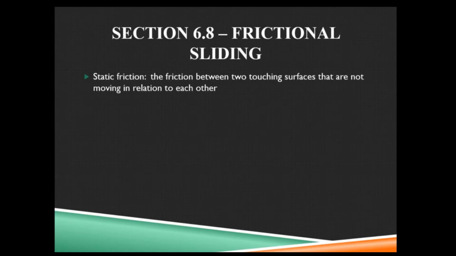Friction can be divided into two categories. Static friction. It's the friction between two things that are touching and not moving relative to each other. So my computer is sitting on my desk, it's not sliding around, so there's static friction between my computer and my desk.